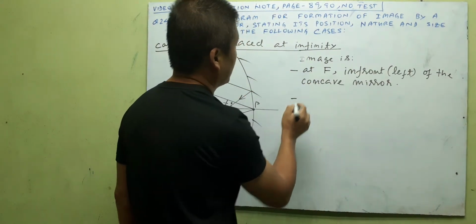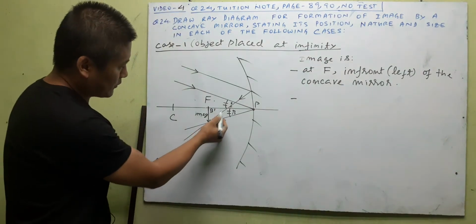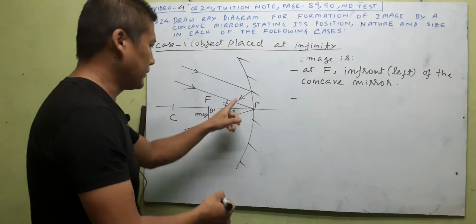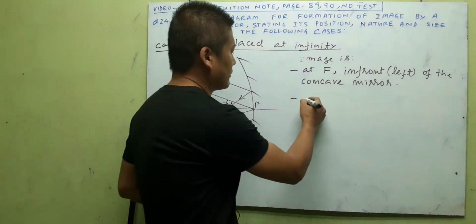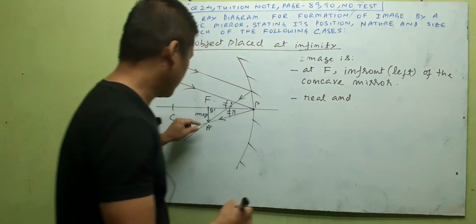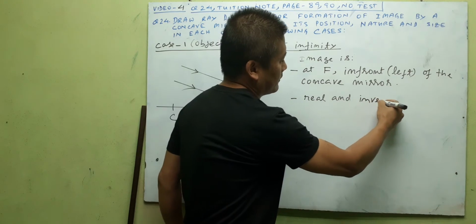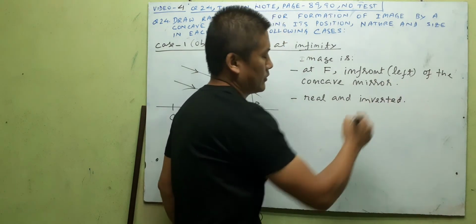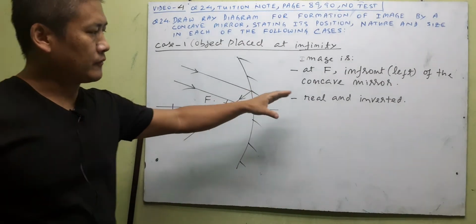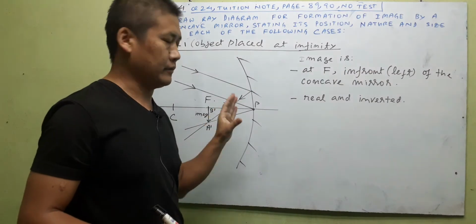Now how about the nature? Now you see here, the image is formed by the intersection of two real reflected rays. So since the reflected rays are real rays, the image will be called real, and it is inverted. You see the top of the tree is down now, so it will be called inverted. Okay, that is your definition for real images. Those are images formed by intersection of actual or real reflected rays.